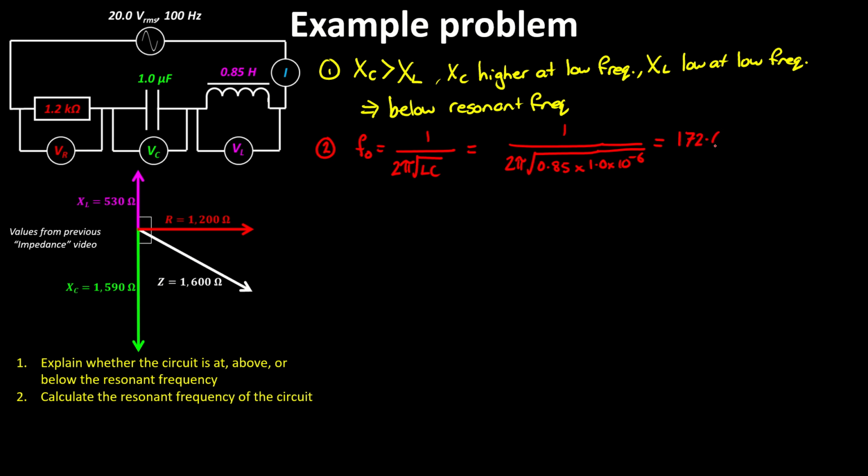172.6 hertz, which actually backs up our answer for number 1, where we said that we were below the resonant frequency. We're currently at 100 hertz, and the resonant frequency is 172.6. So yes, we are in fact below the resonant frequency.